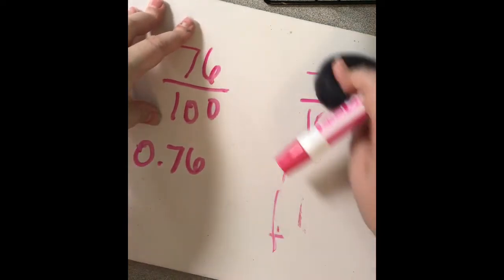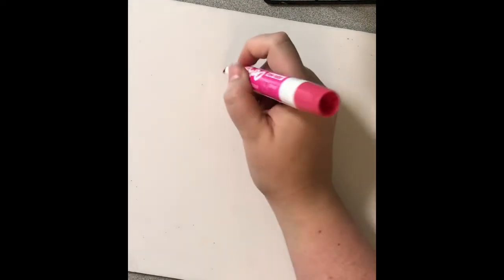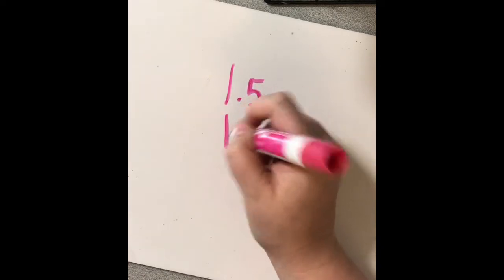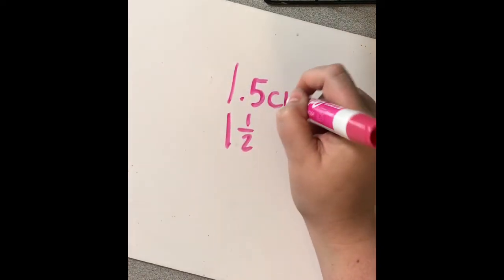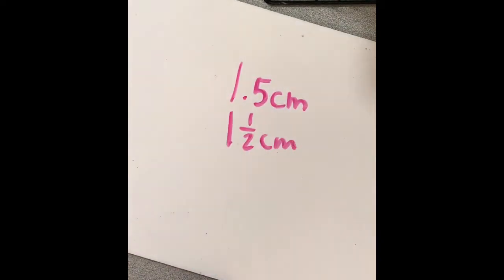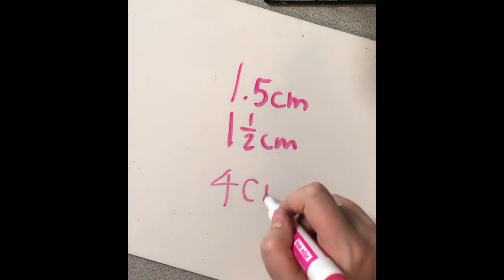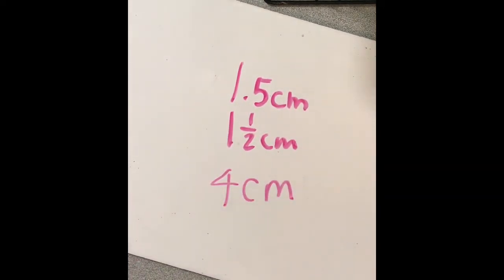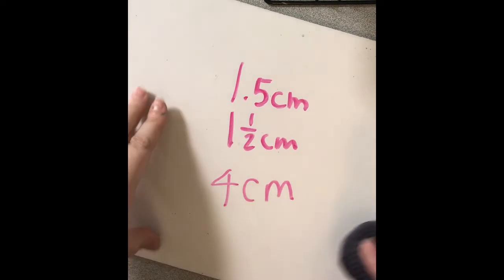Okay. Measuring to the nearest half of a centimeter, I would say that first line would be 1.5 centimeters. And the second one is definitely 4 centimeters. Remember that it's not always a half. Even if you're measuring to the nearest half, it could be to the nearest whole as well.